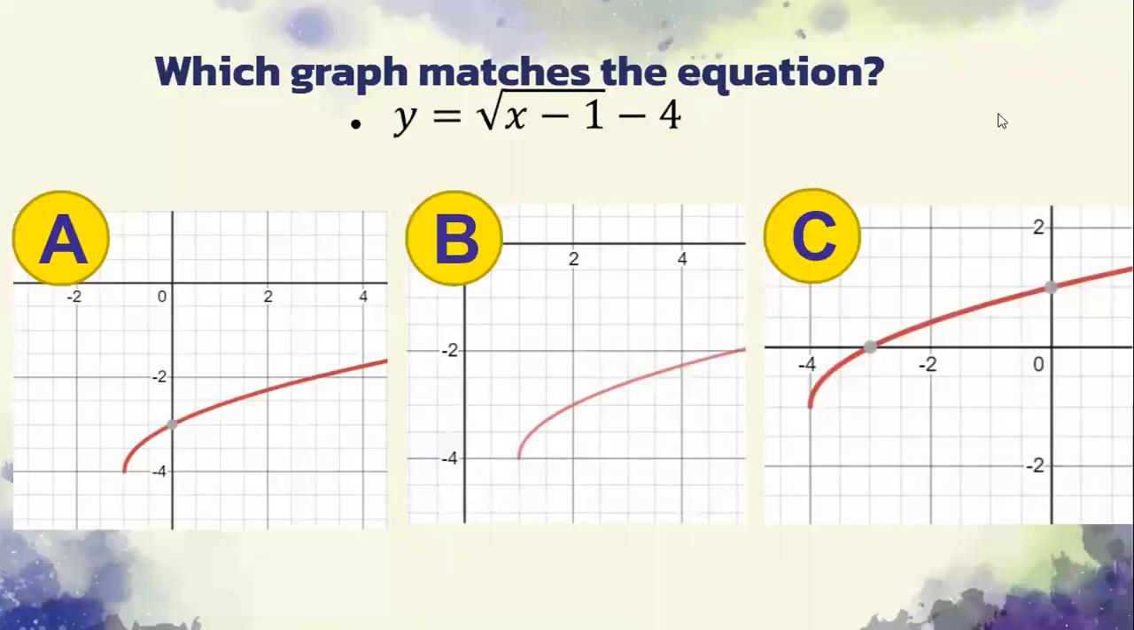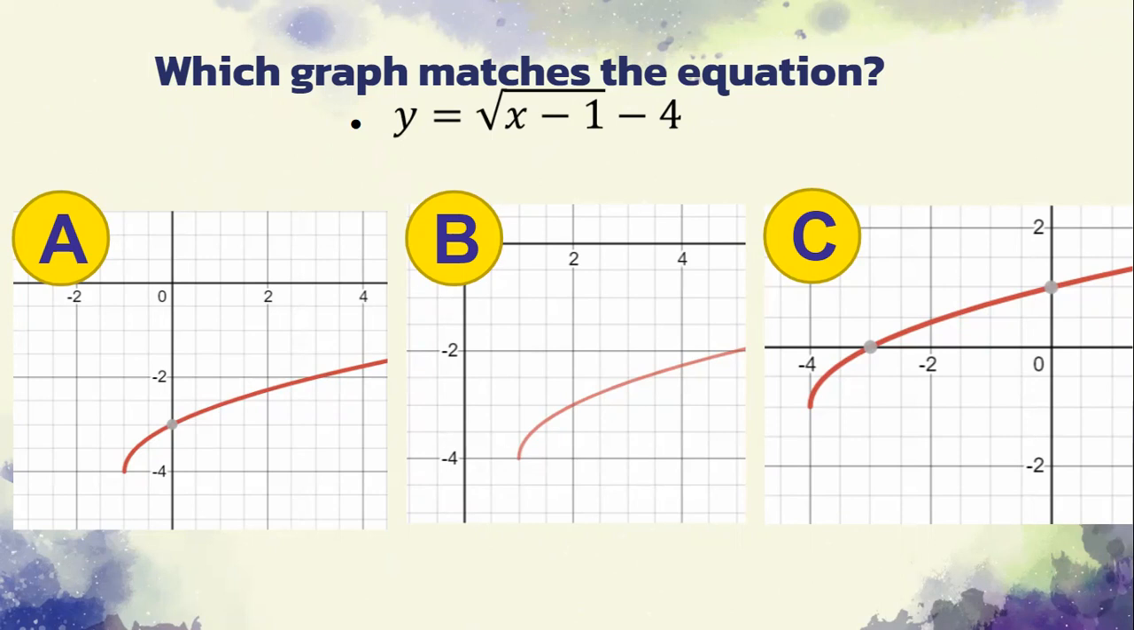So here is our first question. And my question to you is, we have the graph of y is equal to the square root of x minus 1, minus 4. Which graph matches the equation? Is it graph number A, graph number B, or graph number C?